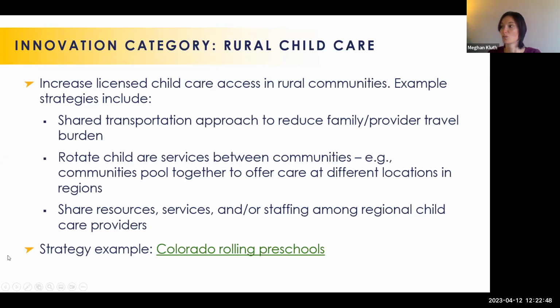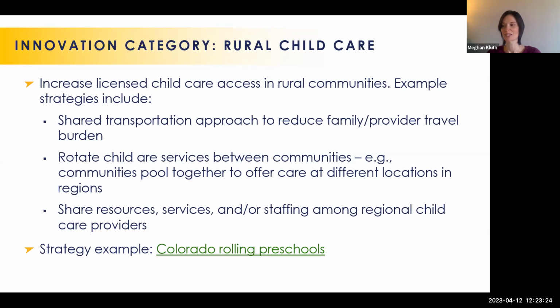Okay. Rural childcare. Again, we recognize there's a lot of opportunity to expand childcare access in rural communities, and that could be done through a lot of different strategies. So some of the example strategies could be sharing transportation. We hear a lot that families are traveling 30+ miles one way to get to a childcare provider that meets their needs in rural communities. So are there opportunities for reducing travel burden for either the family members or providers through transportation? Are there opportunities to rotate childcare?